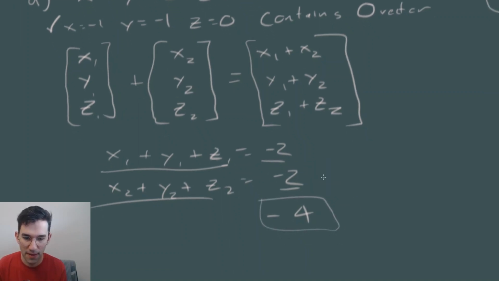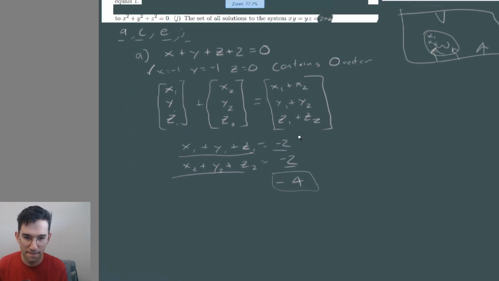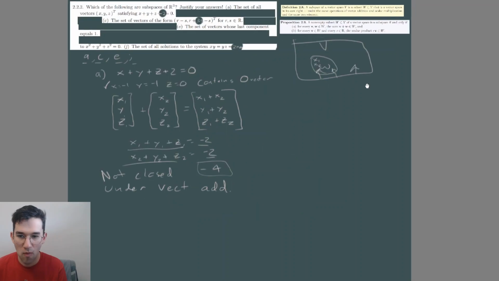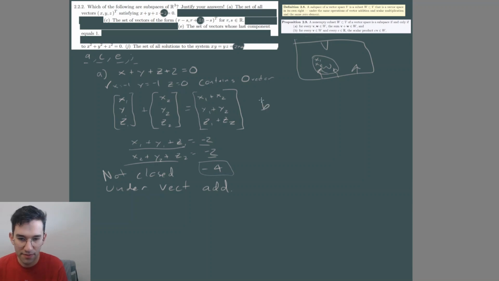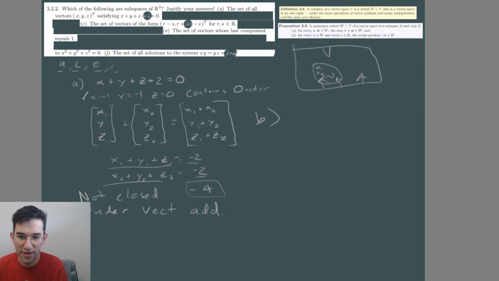So therefore, if it doesn't have closure under vector addition, we'll just write that: not closed under vector addition. All right, we'll just leave it at that. So A is not a subspace. Let's do B. I mean C.